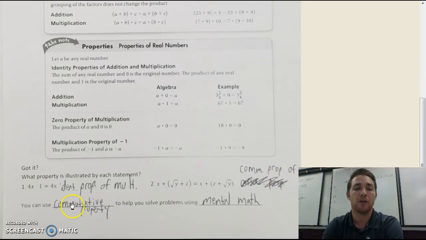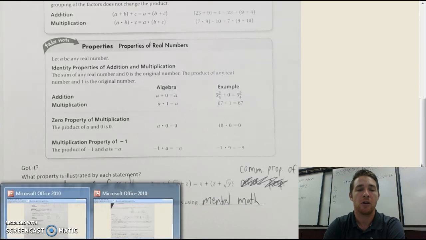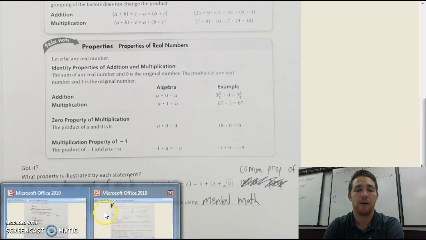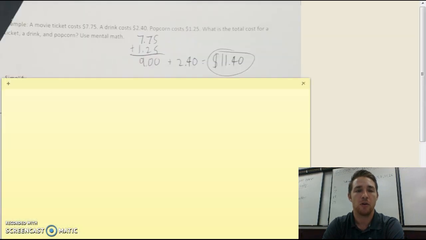We can also use the commutative property to help solve some problems using mental math when they might otherwise have been a little bit harder. On the back, I think there's a practice question. You might want to pause to get that one done first. I'm going to look at it now. Let's go up and cover some of that bottom stuff up as well. In our practice question, a movie ticket costs $7.75. A drink costs $2.40. Popcorn's $1.25. What's the total cost if you buy all three? Mental math makes this easier if we change the order.